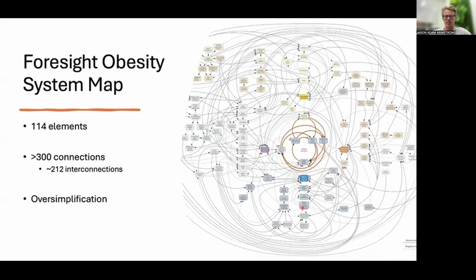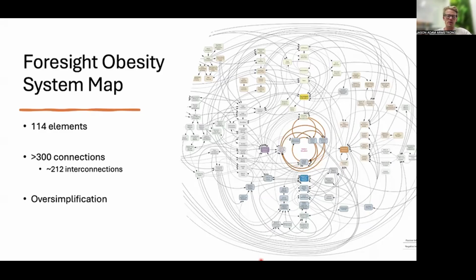There are 114 different elements. So if you look at those individual boxes, they're different elements. And there are over 300 connections and 200 interconnections. So 300 total connections. And a lot of those connections are going from box to box, not from box straight to obesity. So I may have one factor that influences another factor that then influences obesity, or factor one affects factor two, which affects factor three, and it's factor three that affects obesity, right? So obesity is this really, really complex disease.